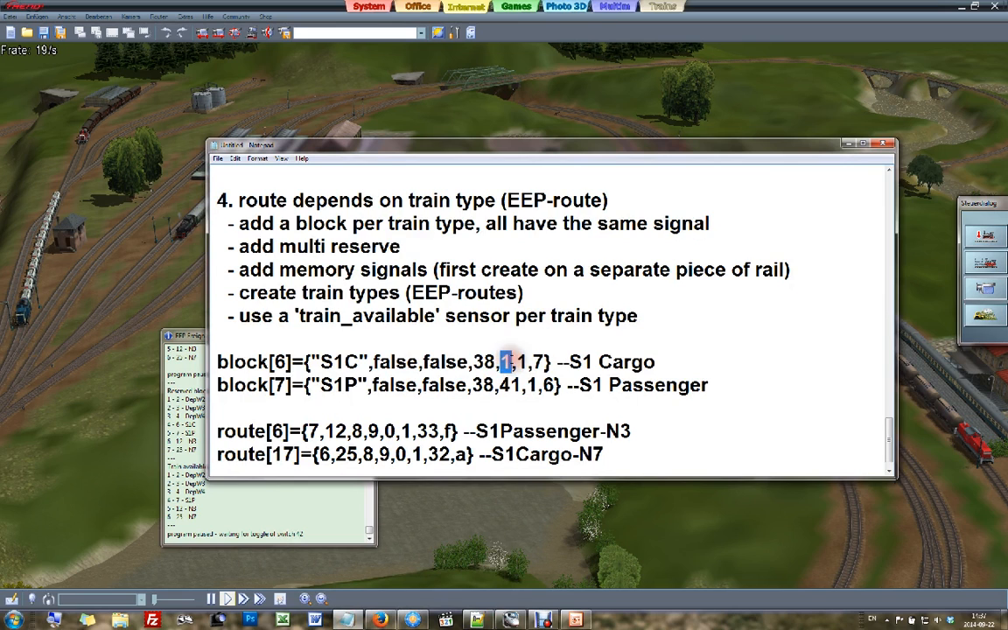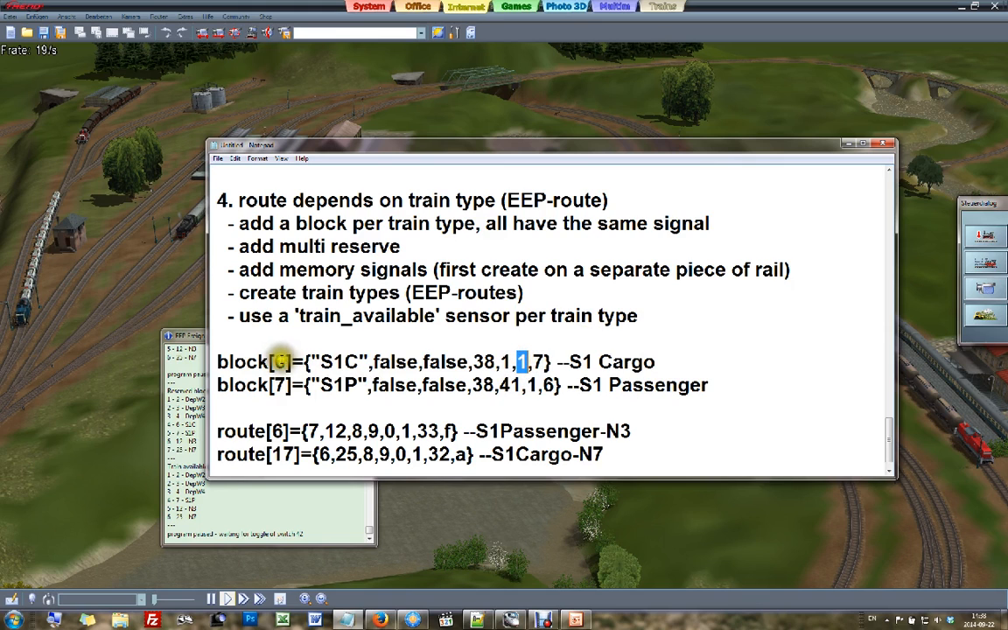This is normally 0, only in the situation where you have two or maybe 3 or 4 train types on one track. You need a memory signal so that at startup the software can figure out that there is a different type of train there. And because we now have two virtual blocks on one physical block, you need to do this multi-reserve again.